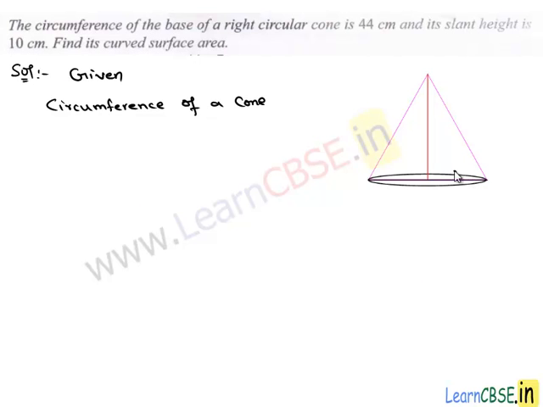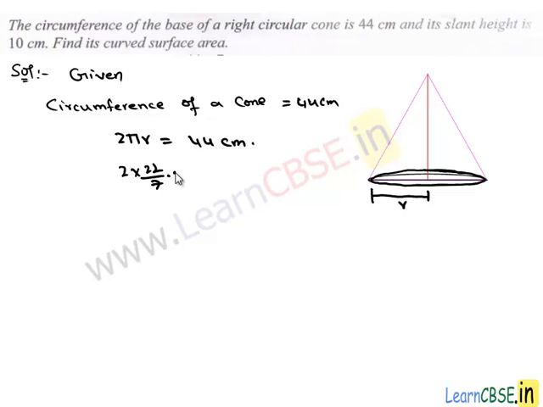And here we are given a cone and the circumference of this base circle is 44 centimeters. If we take r is the radius of this base circle, then we have circumference is 2 pi r, which is equal to 44 centimeters. Now let's substitute the value of pi, which is 22 upon 7, and find the radius.